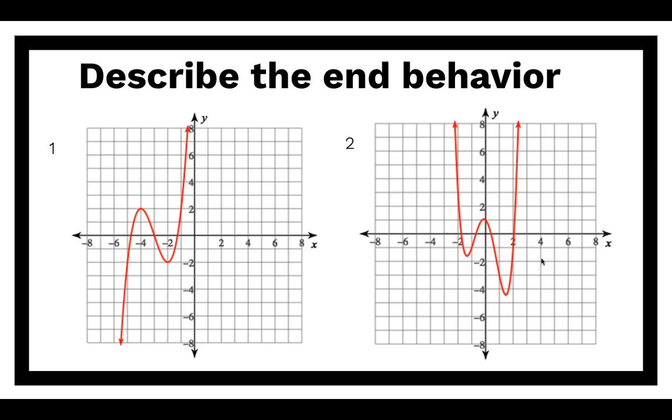Okay, on every function that we look at in end behavior, we will have a negative x direction and a positive x direction. So negative x going to the left is also going positive y up. Positive x going to the right is also going positive y up.